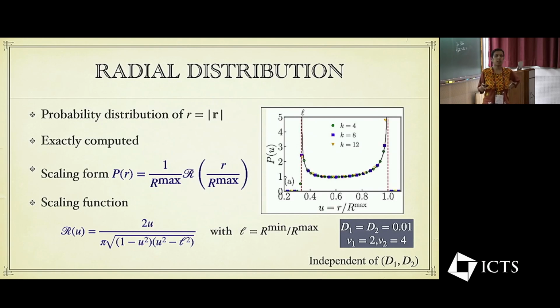So let's now try to understand this a bit more analytically. We can actually find the distribution of the separation exactly, and it has a scaling form like this. R max is V1 plus V2 by K, and the scaling function can also be calculated exactly. This is a comparison with numerical simulations done with a small value of D, but the result does not depend on the actual value of D as long as D is much smaller than K, and that's what we also see in simulation. The particles are most likely to be either at the point of nearest approach or at the point of furthest approach, at least for the harmonic coupling.